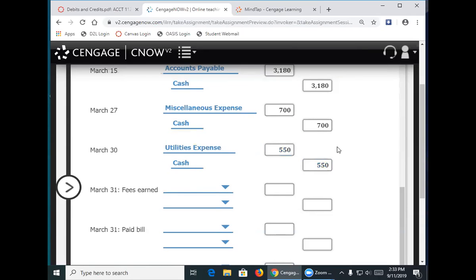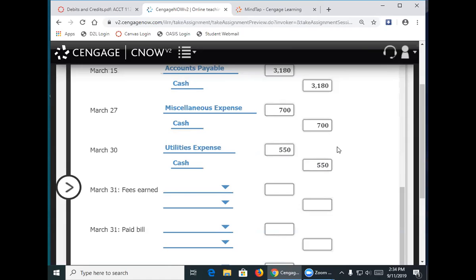Utilities expense, debit, cash credit. Lots of expenses in this one. That's kind of typical though, right? That's how it is, not much coming in, but a lot going out. Yeah, like the American way, right?